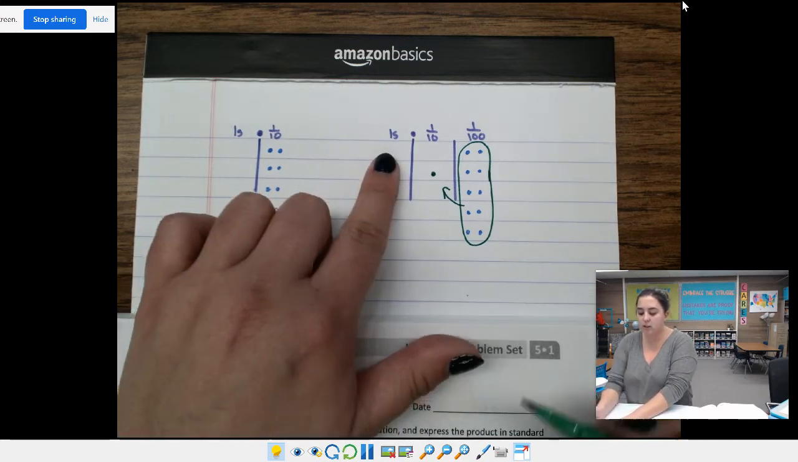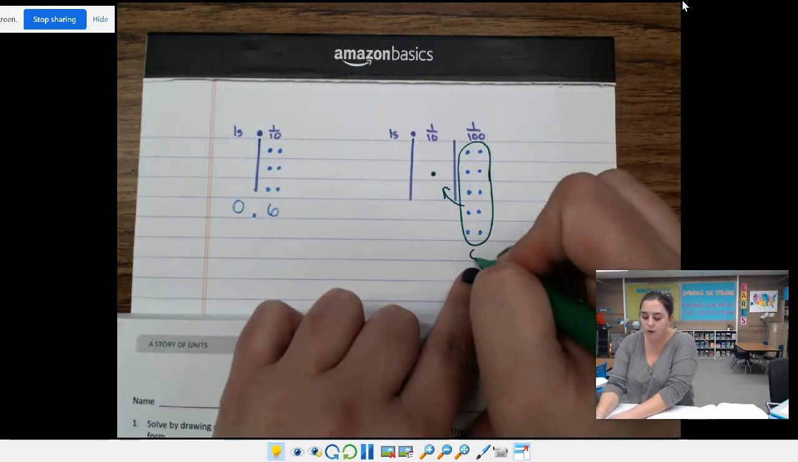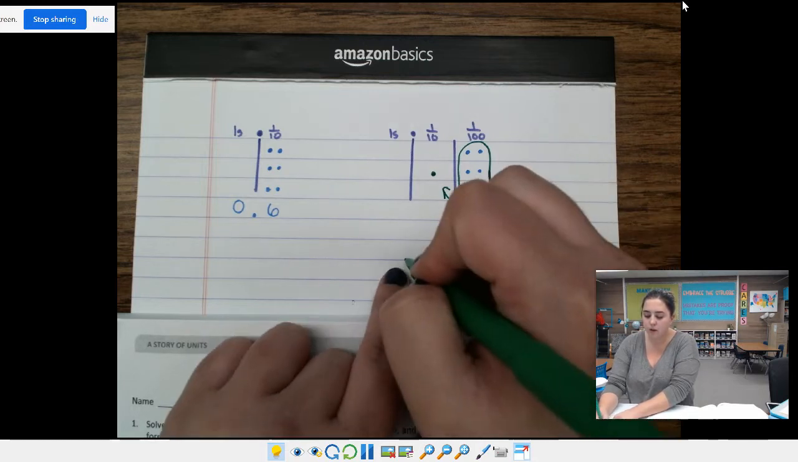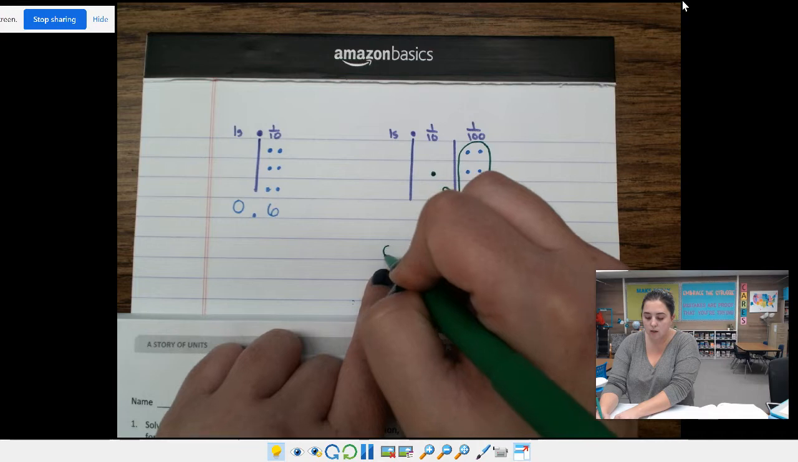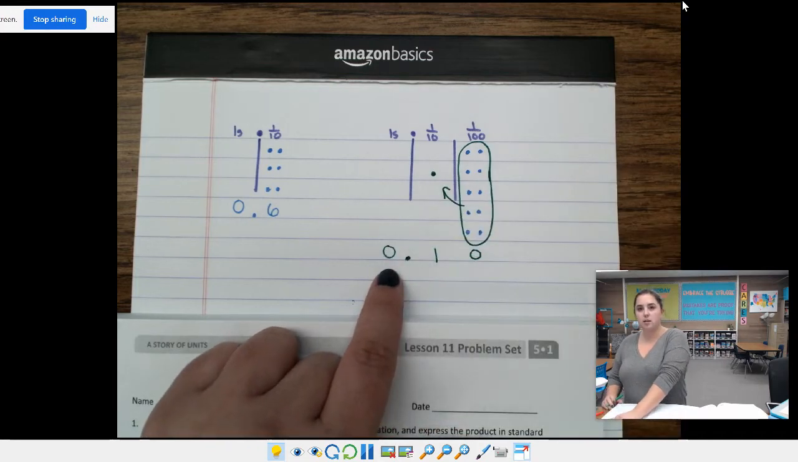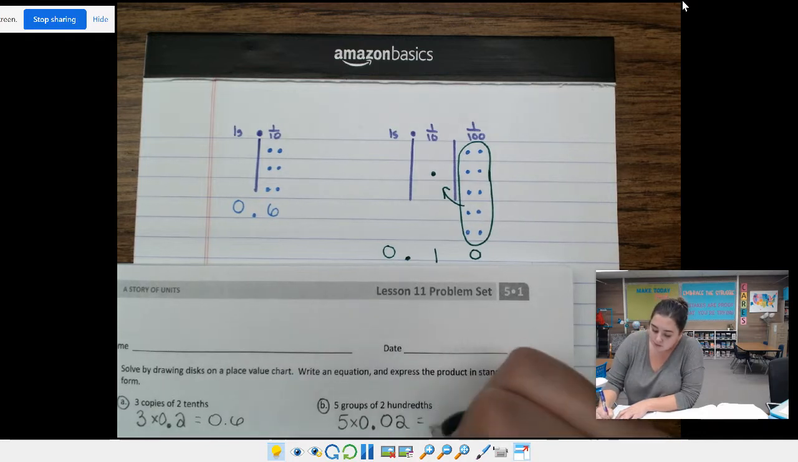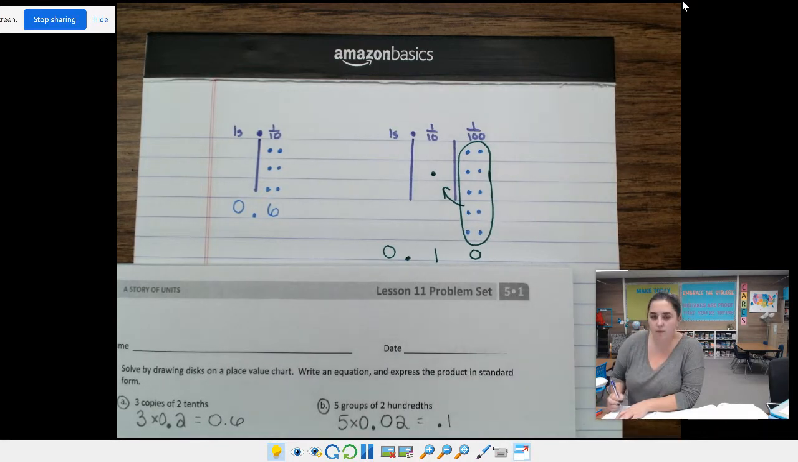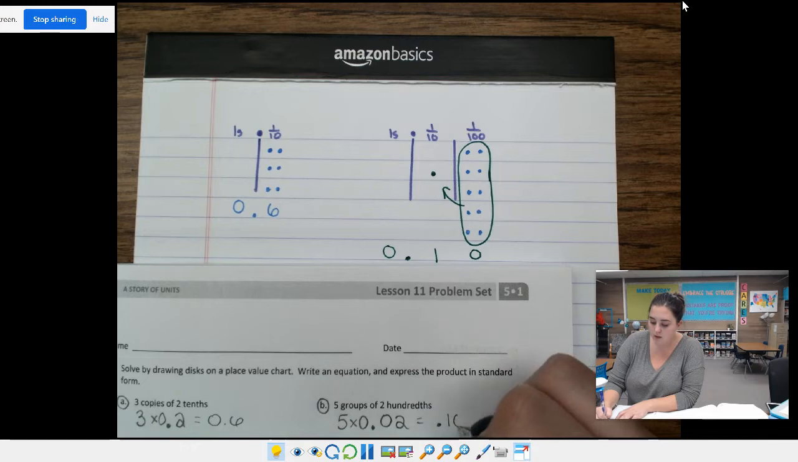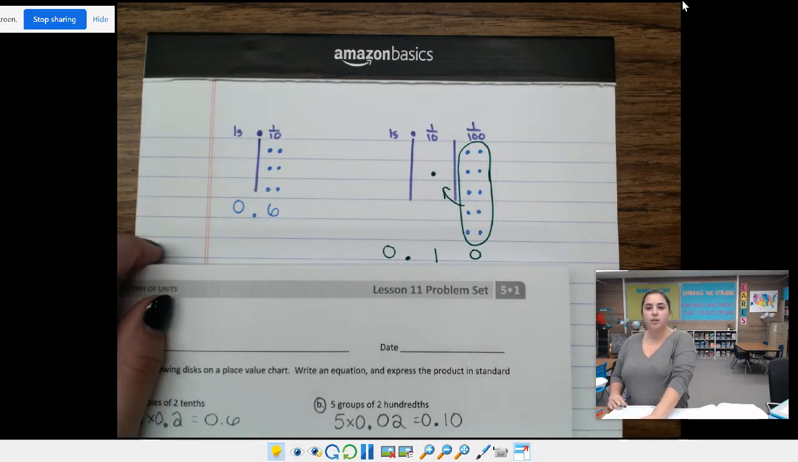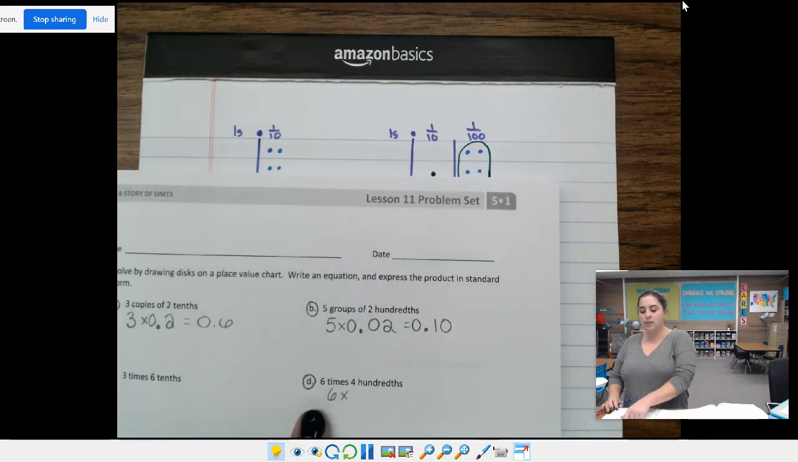So we're doing our answer. We have no pennies, 1 dime, a decimal, 0. So you could write your answer here as 1/10, or you could add a 0 and make it 10 hundredths, and you could also have a 0 in the front. All right, last problem was 6 times 4 hundredths.